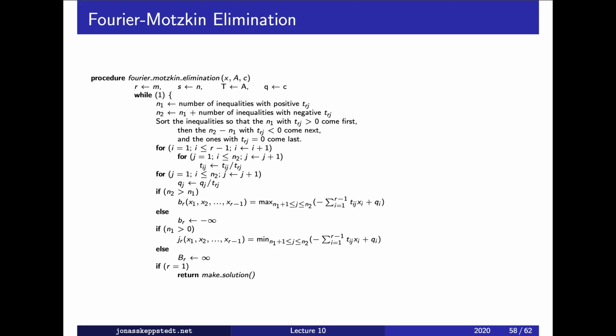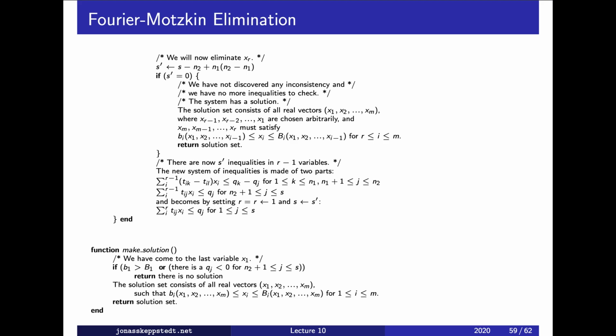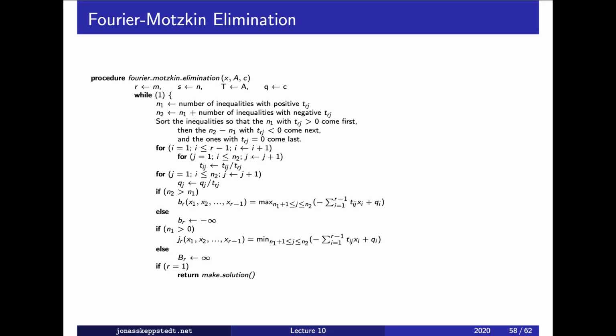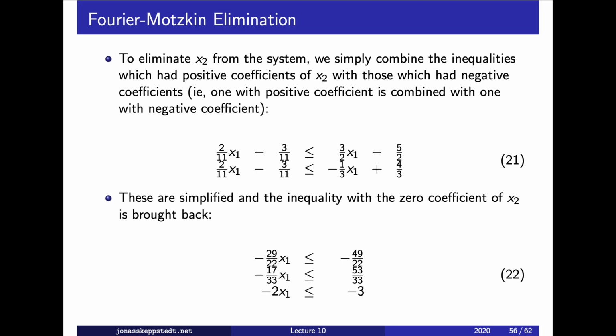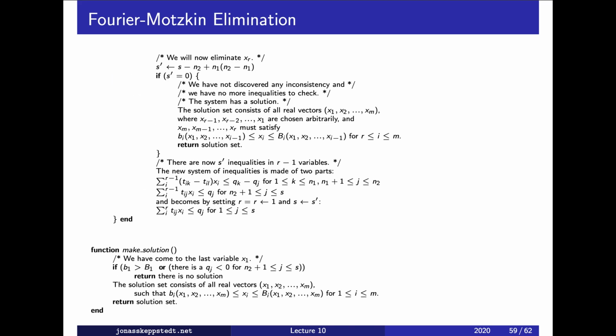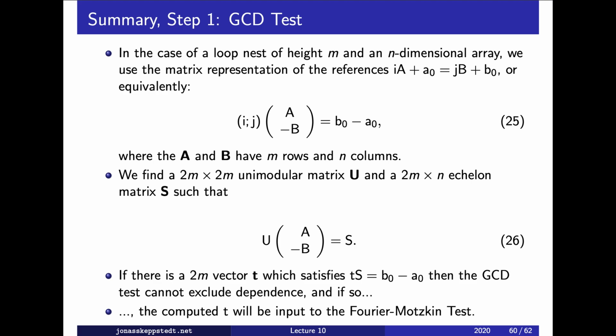Here is the pseudocode for Fourier-Motzkin elimination, and we will not go into this in particular detail, but everything is explained in the example. Okay, so let's summarize data dependence analysis.